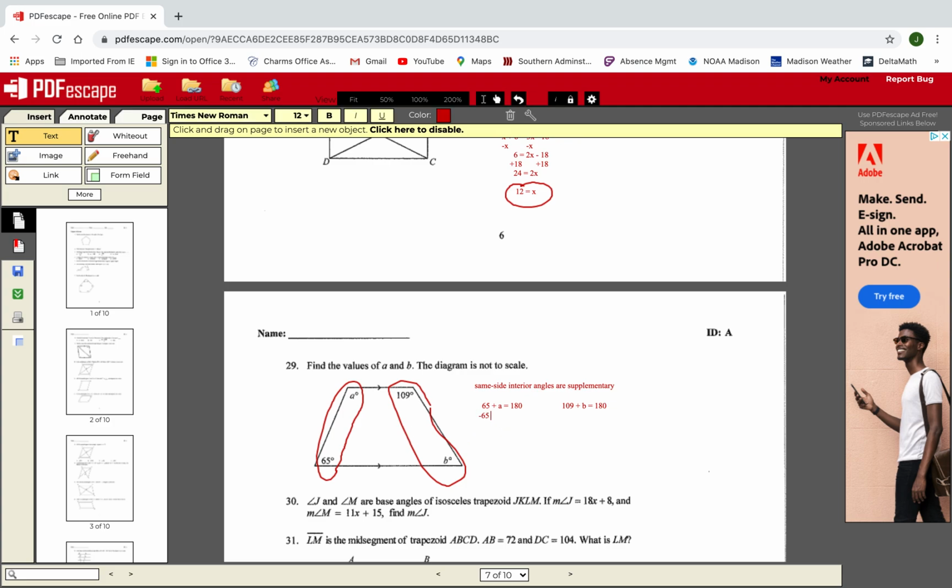So then I subtract 65 from 180. I get that A equals 115. Good. And when I subtract 109 from both sides, or 109 from 180, I get that B equals 71. Okay. So in 29, I got A is 115. And I got that B is 71.